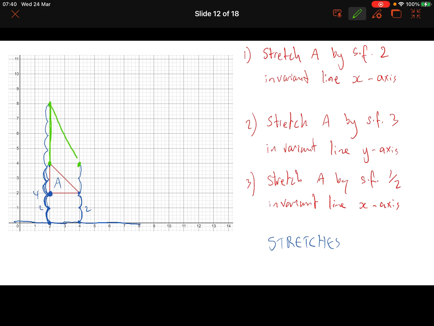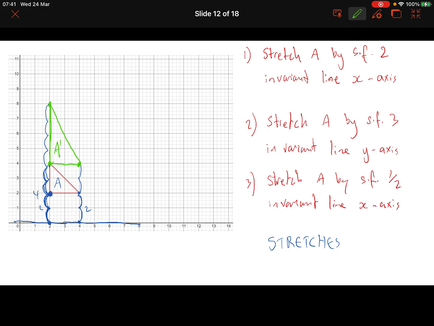Okay, you can see it's still a triangle, but it's been stretched. So it's almost like somebody's been pulling at it. It's like a piece of rubber that someone's pulled at. It's been stretched, and the invariant line determines where the location of that stretch needs to be.